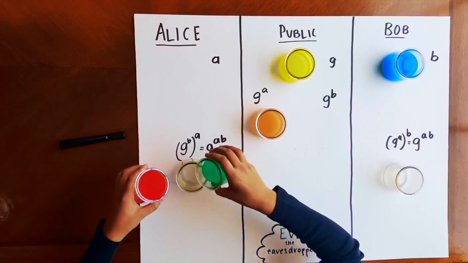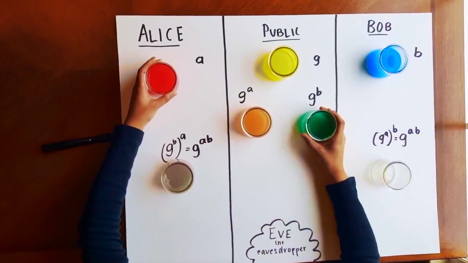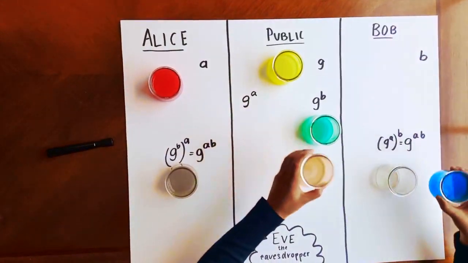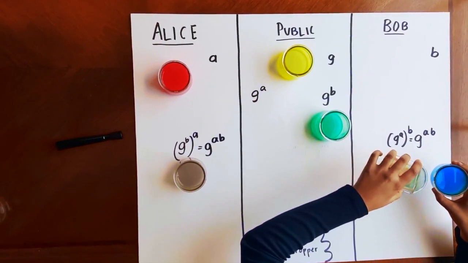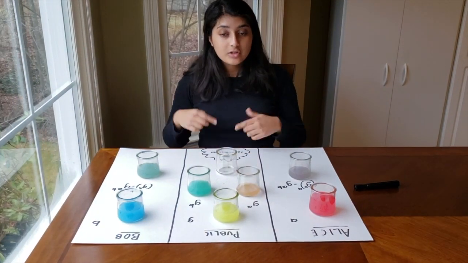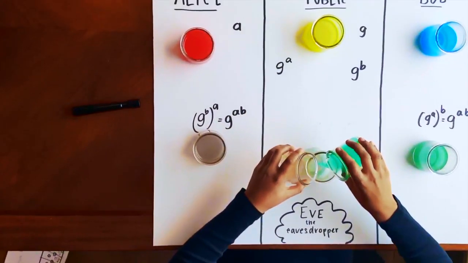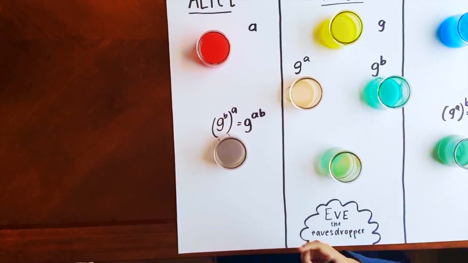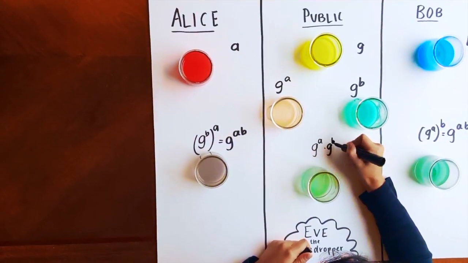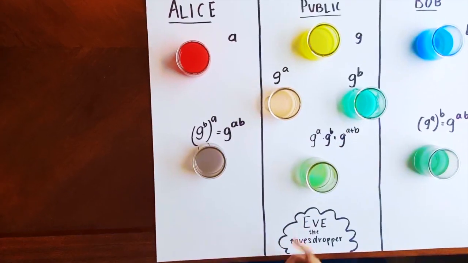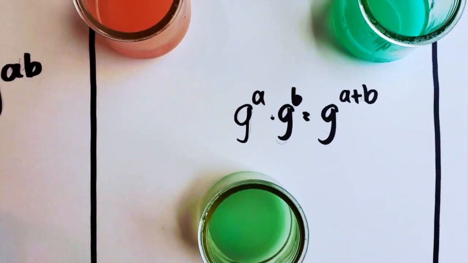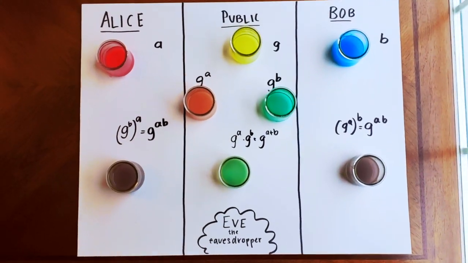I'll represent this by mixing the colors. So she takes Bob's and raises it to her power, getting an ugly shade of brown. When Bob does the same, he gets the exact same shade of brown. But when Eve, the eavesdropper, tries to do this with what she knows, she can only get G to the power of A times G to the power of B, which is the same thing as G to the power of A plus B. Alice and Bob have successfully shared a secret without Eve knowing.